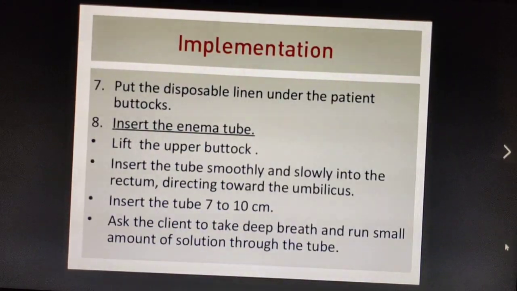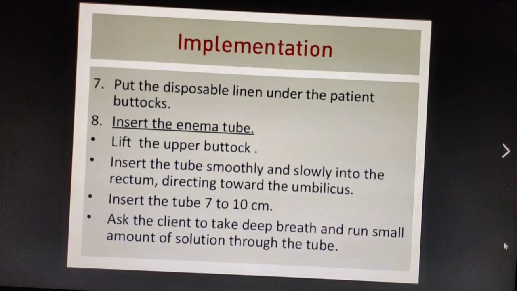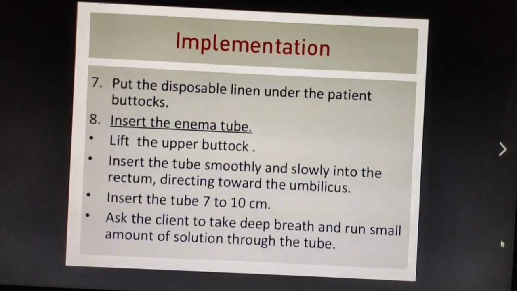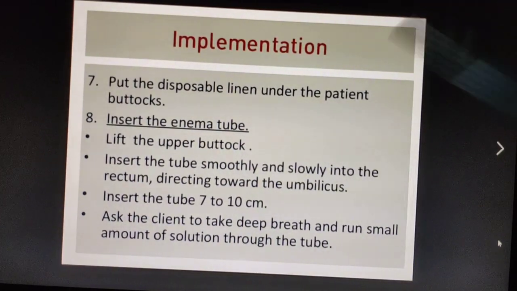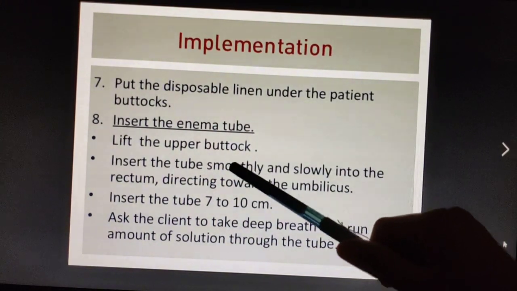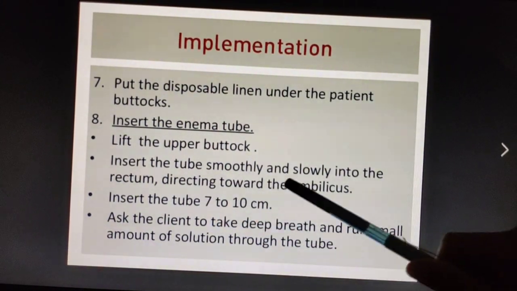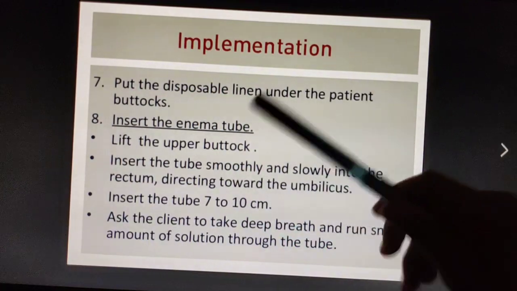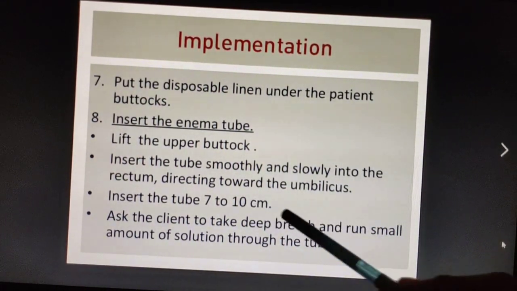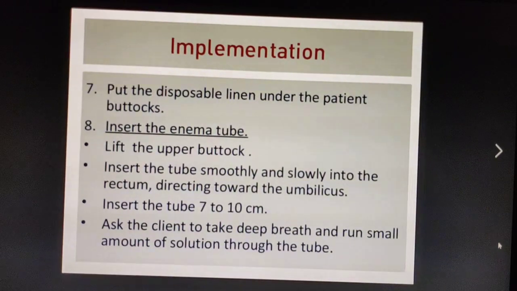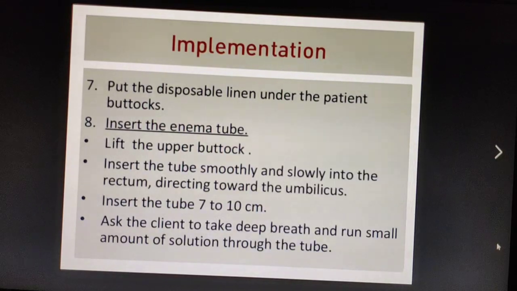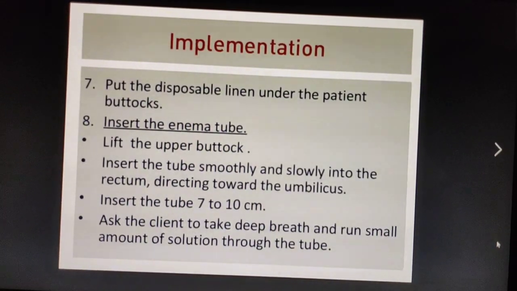Next, put the disposable linen under the patient's buttocks. Clear? Next, insert the enema tube. How? First we have to lift the upper buttock. Then insert the tube smoothly and slowly into the rectum, in a twisting, rotating manner, directly towards the umbilicus. Directly towards the umbilicus means we have to go in a straight manner. Twisting manner, we have to insert very slowly and smoothly.